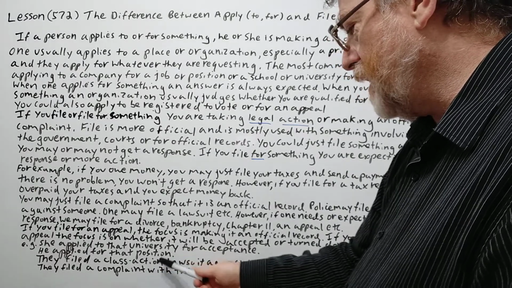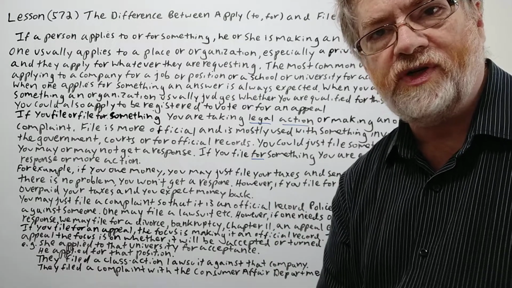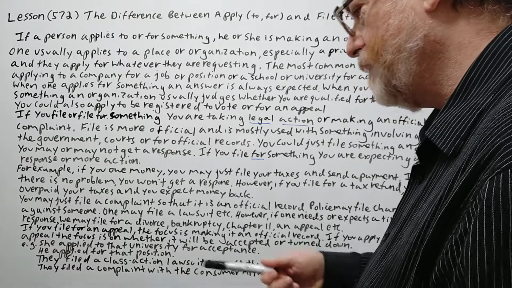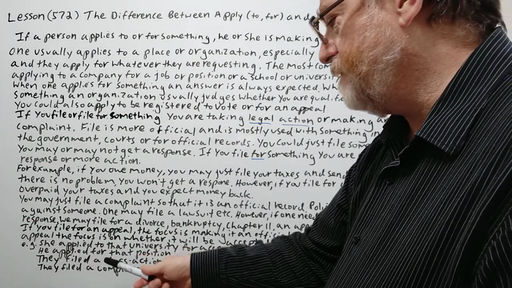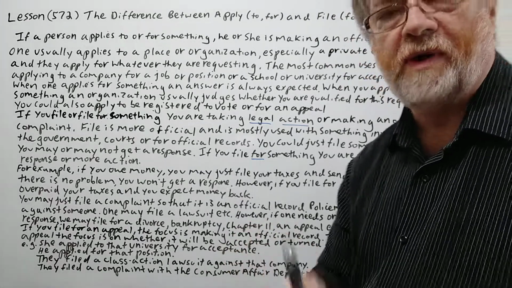They filed a class action lawsuit against that company. So making an official record, it's a legal action, definitely. You would say file. Okay. They filed a complaint with the Consumer Affairs Department.